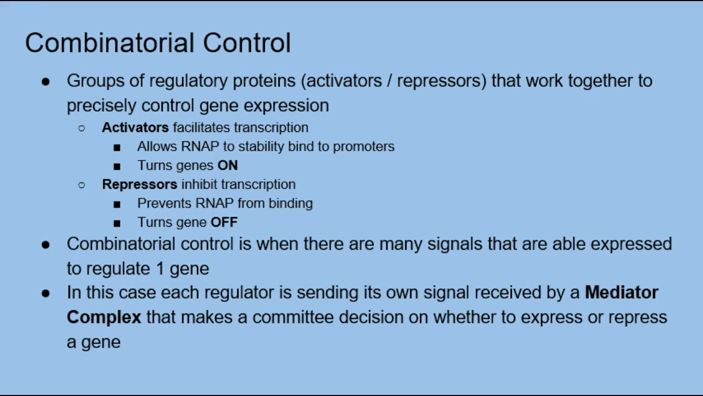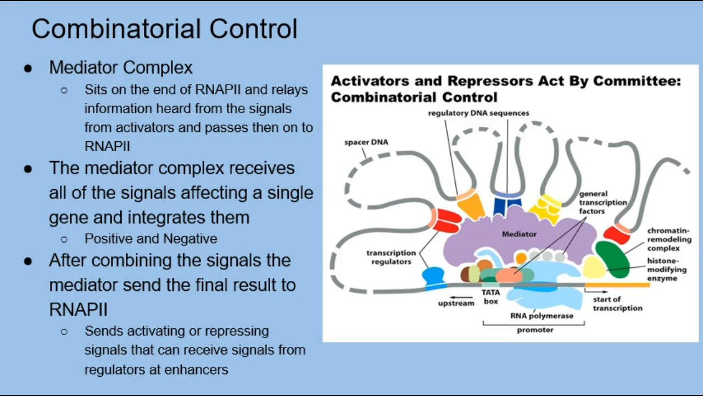Combinatorial control is when there are many signals that are able to be expressed to regulate one gene. In this case, each regulator is sending its own signal that is received by a mediator complex that makes a committee decision on whether to express or repress a gene. Mediator complexes sit on the end of RNA polymerase II and relay information heard from signals from activators and pass them on to RNA polymerase II.